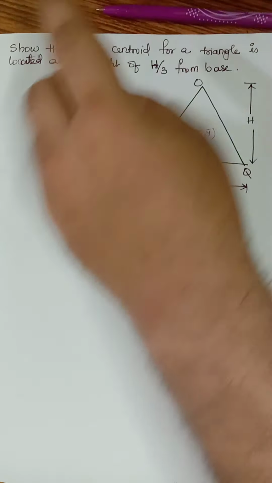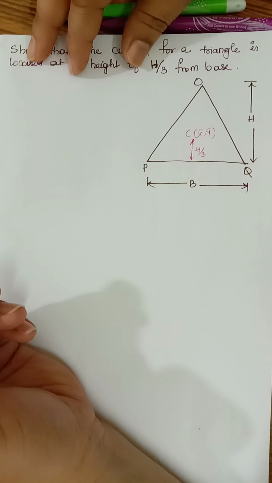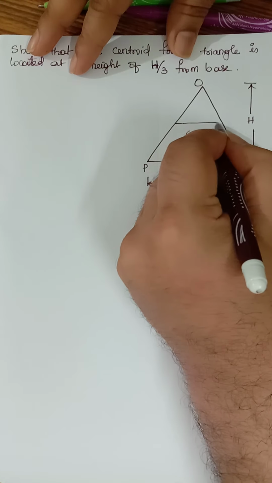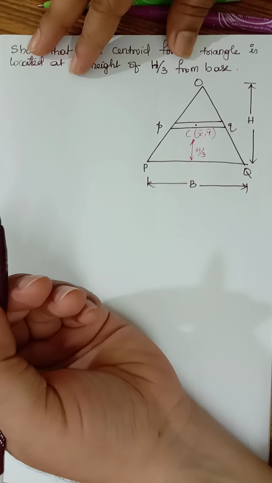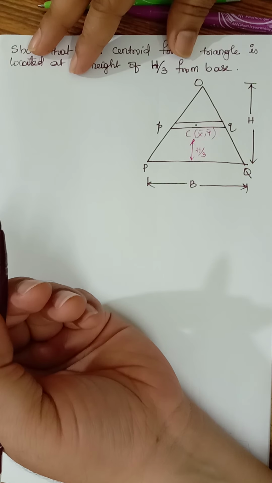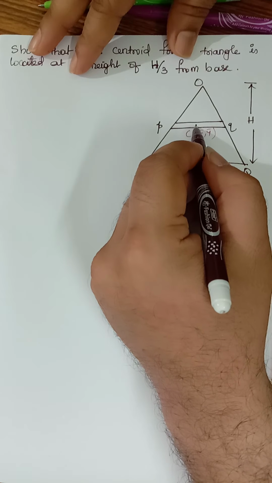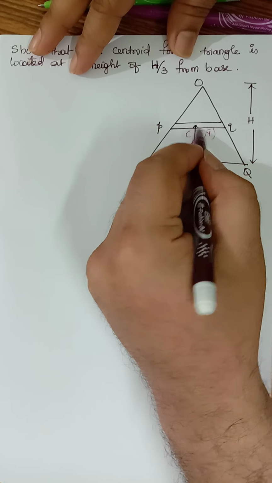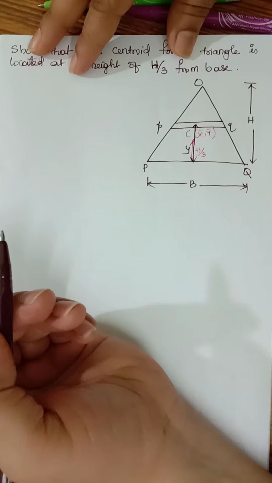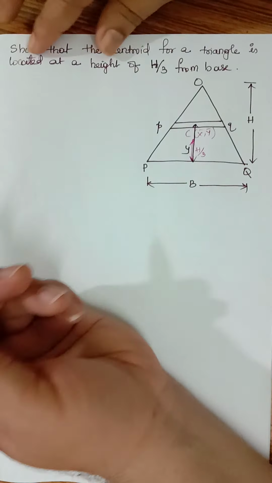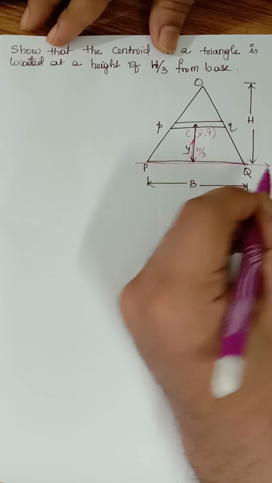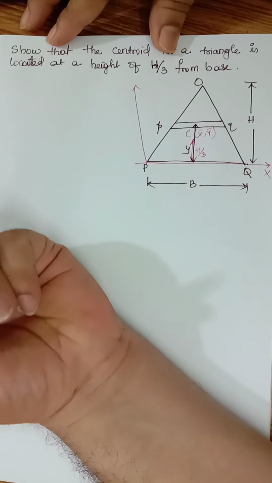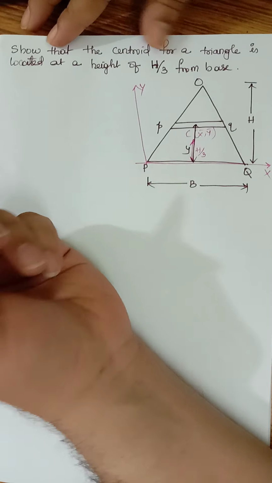In order to prove that y bar is equal to h by 3, I am considering a horizontal strip here, small p and q, which has coordinates small x and y, where y represents the distance from the reference x-axis. The reference x-axis is exactly at the bottom, and I'm considering the reference y-axis to the left side of the section.